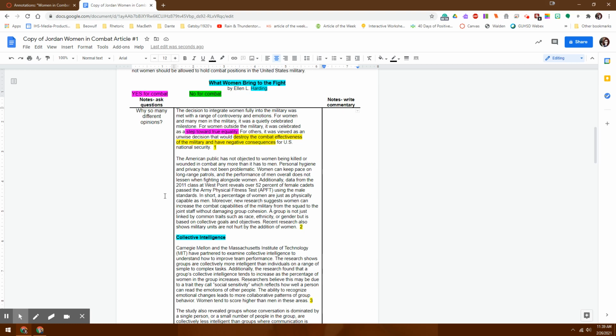Moreover, new research suggests women can increase the combat capabilities of the military from the squad to the joint staff without damaging group cohesion. A group is not just linked by common traits such as race, ethnicity, or gender, but is based on collective goals and objectives. Recent research also shows military units are not hurt by the addition of women.